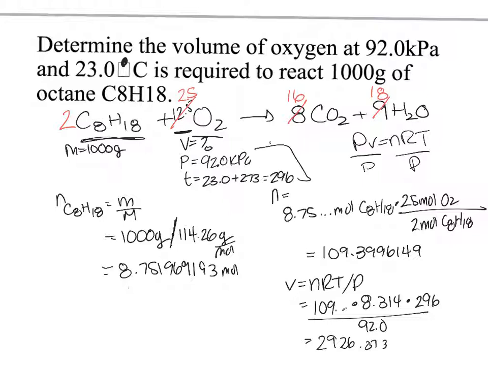Now, I can have 4 sig figs, so that means that my answer will really be 2,926. Oh no, I can only have 3 sig figs because this has 3. This has 3. So I'm going to have to write this number in scientific notation. So it would be 2.93 times 10 to the third liters, because I want to write it in scientific notation so that it only has 3 sig figs.